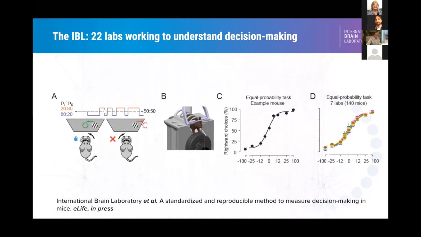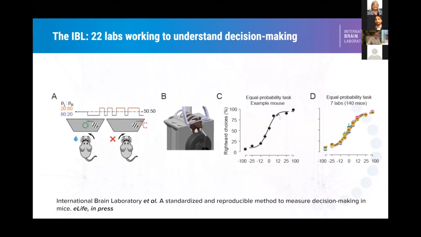the stimuli also come in blocks. So in one block, there's an 80% chance of it being on the left. The other block, there's an 80% chance of it being on the right. And it switches between the two. So the mice have to learn to estimate which block they're in. They get very good at this task.